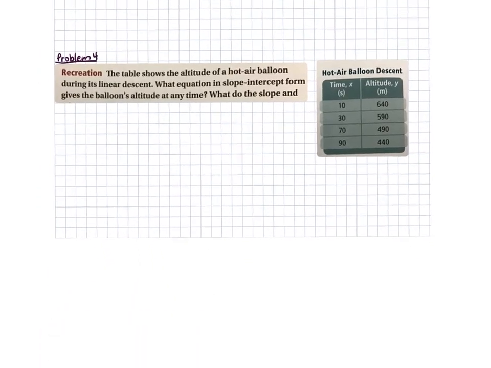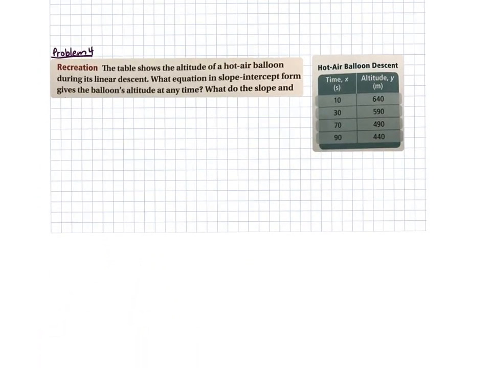Okay, moving on. Problem 4 says this table shows the altitude of a hot air balloon during its linear descent. So the hot air balloon is, I'm going to draw a hot air balloon because why not? Here's the fire. Okay, it's a balloon. All right, and then there's a basket. All right, sorry, now I'm wasting your time. Okay, it's going down. And what equation in slope-intercept form gives the balloon altitude at any time?